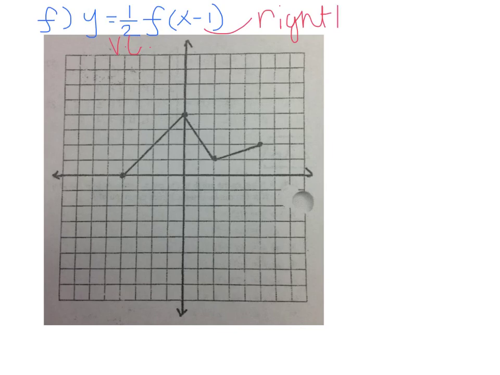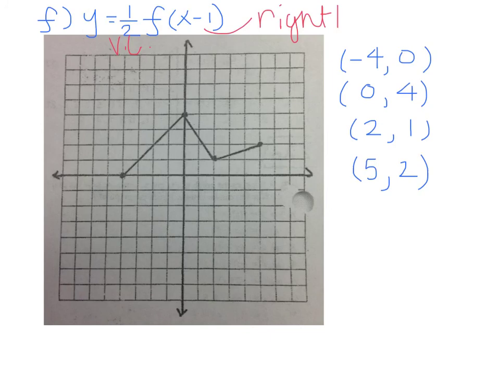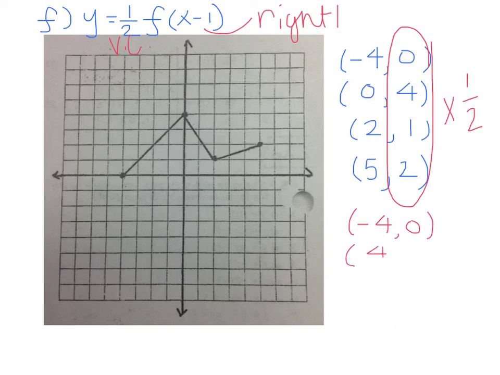Okay, so again, just like the vertical stretch, we need to multiply all the y values by 1/2 this time. So I made a list of all the points, and I'm going to take their y values and multiply them by 1/2. So 0 times 1/2 stays 0. 4 times 1/2 becomes 2. 1 times 1/2 becomes 1/2. 2 times 1/2 becomes 1.